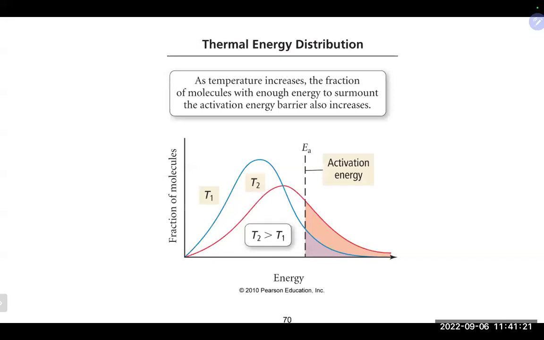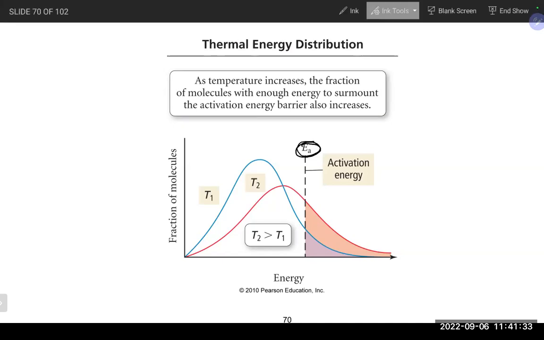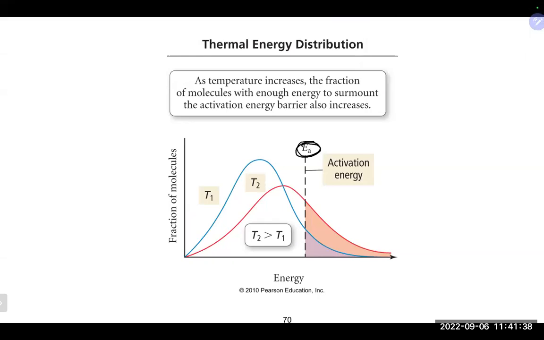And that's what we see in this graph here. This is basically the activation energy where it occurs. And these are two different temperatures. The red line is a higher temperature than the blue line. And what we see when we look at the blue line, which is the lower temperature, is that only this much in terms of molecules have enough energy to get up and over to the other side.